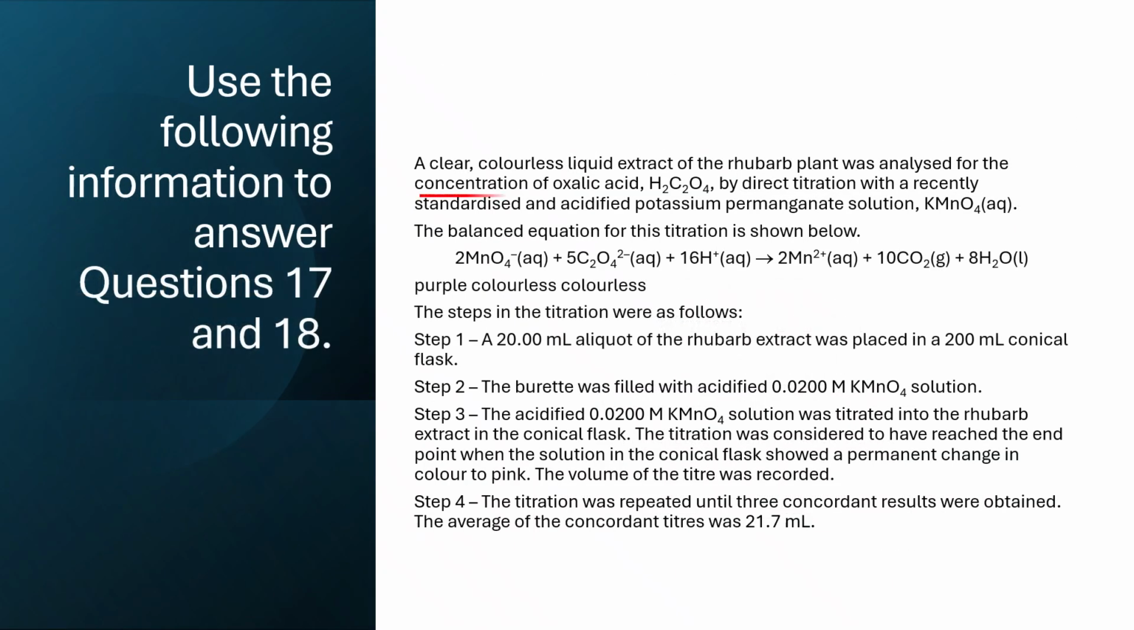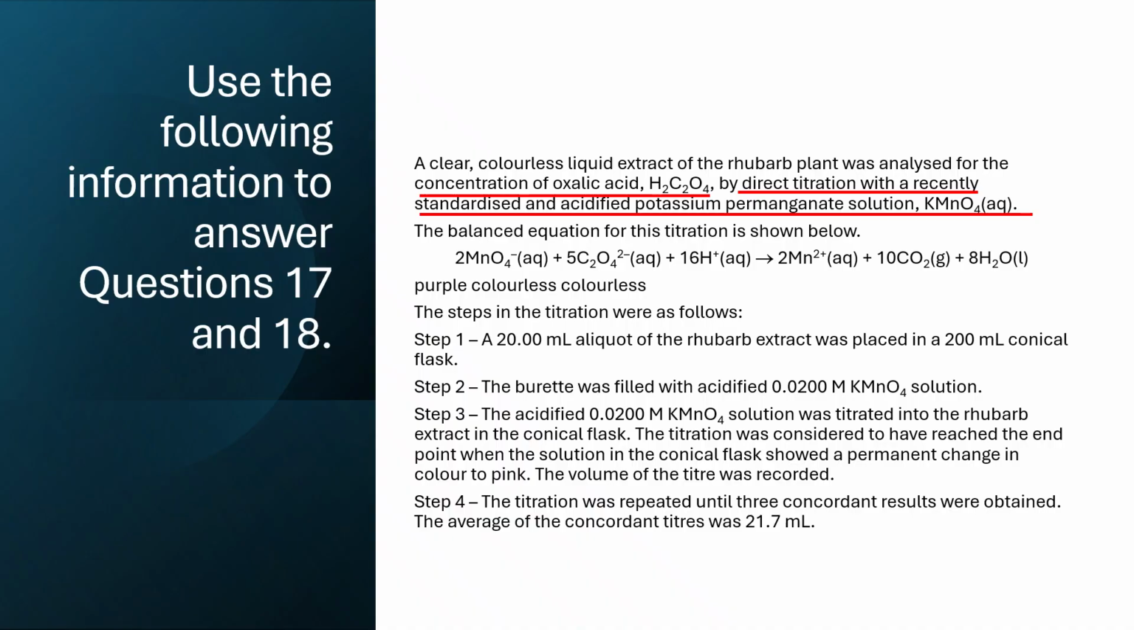A clear, colorless liquid extract of the rhubarb plant was analyzed for the concentration of oxalic acid by direct titration with a recently standardized and acidified potassium permanganate solution. The steps in the titration were as follows.